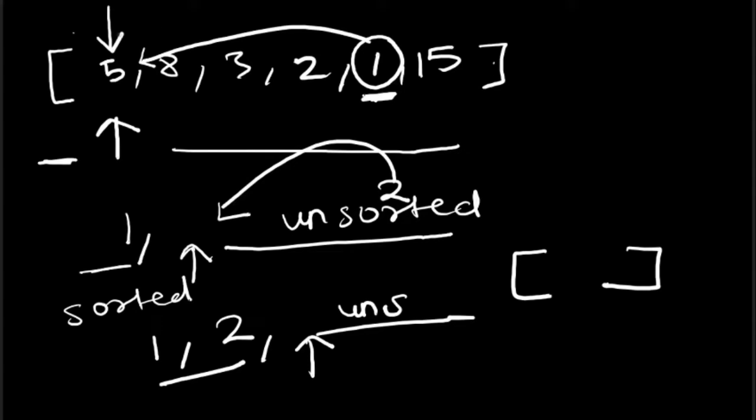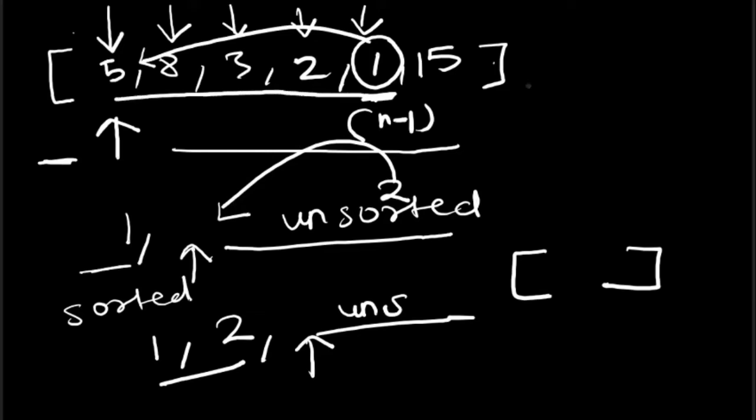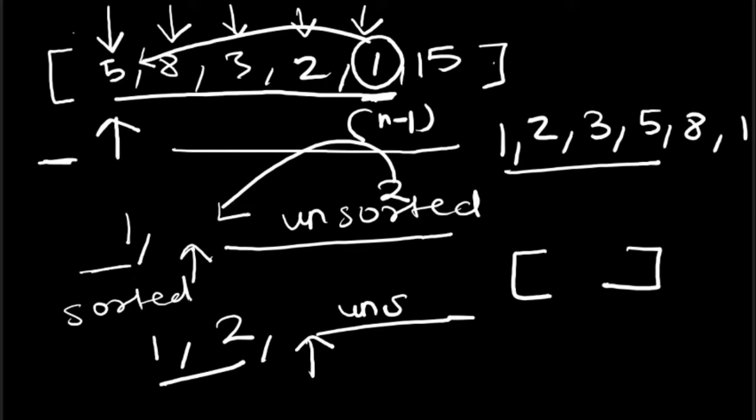So going to the 0th index, we swap, then we increment the pointer, go to the next index, then again check for the minimum element, again swap, go to the next element, swap, swap and swap. So we stop here at the n-1th position. Why? Because let's just assume this whole part is sorted: 1, 2, 3, 5, 8. This part is sorted and the last element remaining is 15. As we know, these n-1 elements are sorted somehow.